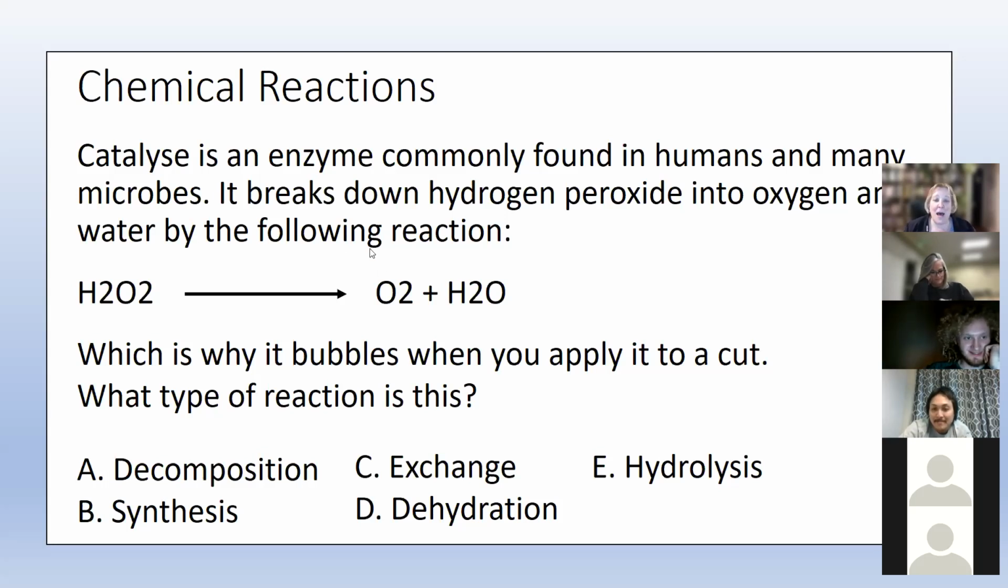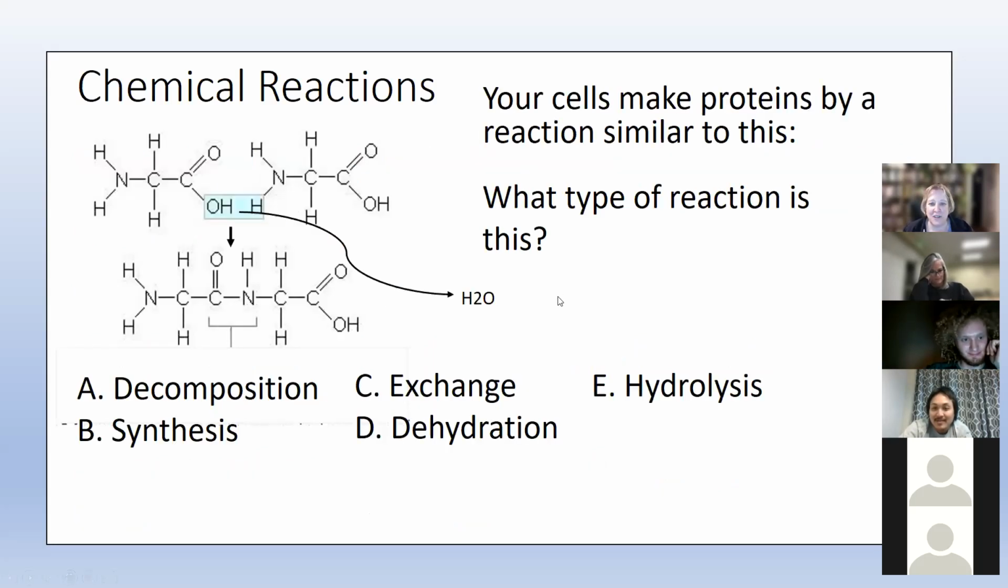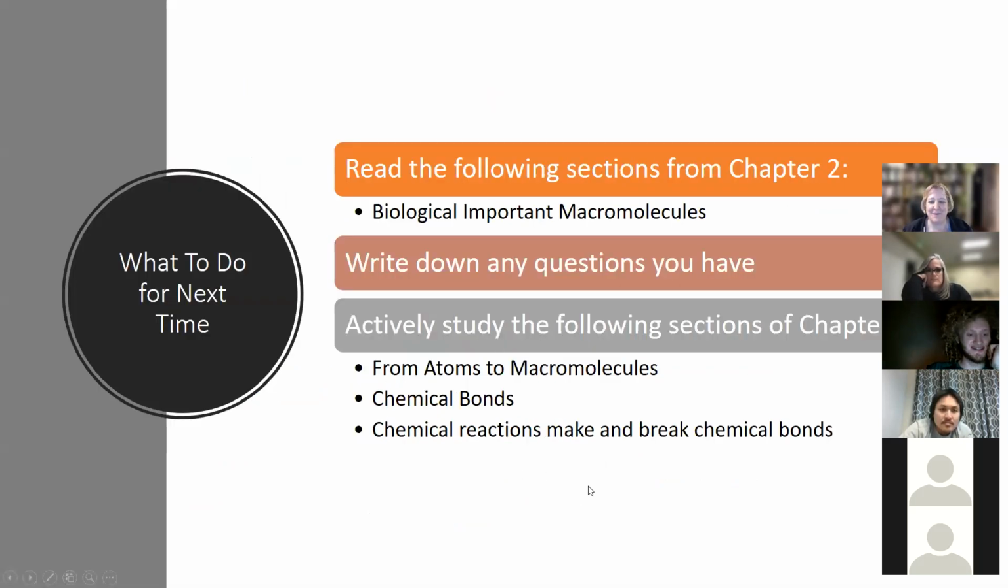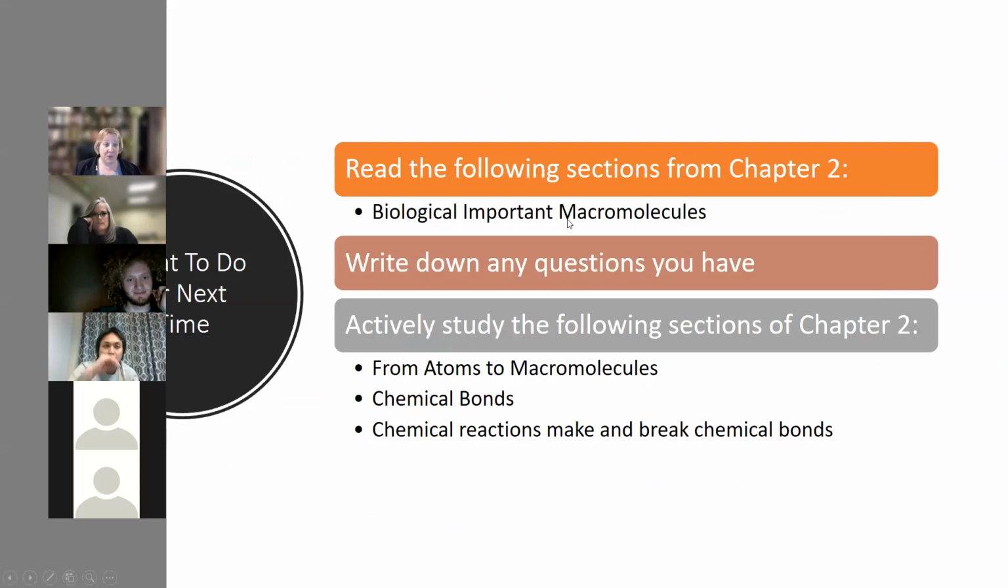All right. I think I had another question that I don't have time for, but take a look at this, dither over it, and next time we meet, I'll let you know what the right answer is. Here's what I want you to do for next time. We covered the first sections of chapter 2. Next time we meet, we're going to cover the biologically important macromolecules. It's about the last third of the chapter. Write down any questions you have, including what's the right answer to the questions we didn't get to.